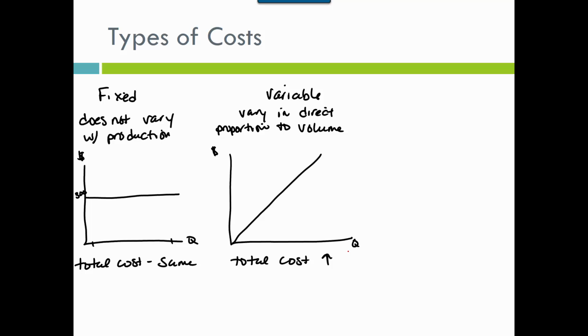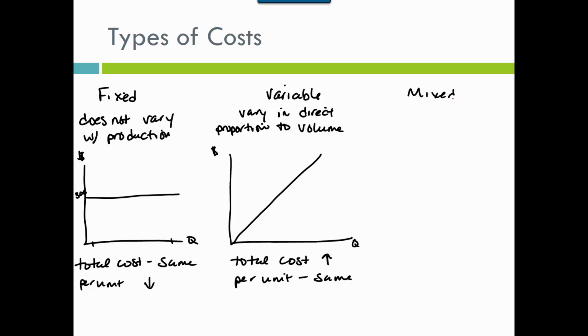However, if you took these as a per unit, if you took the total cost divided by the number of units, the per unit cost for the fixed cost will keep decreasing, which is not on this graph, because I'm going to take that $300 and divide it by a bigger and bigger number. Whereas here, the per unit cost stays the same. So let's say it's $5 a unit for my direct materials. It's $5 per unit no matter how many units I produce, but the total will keep going up.